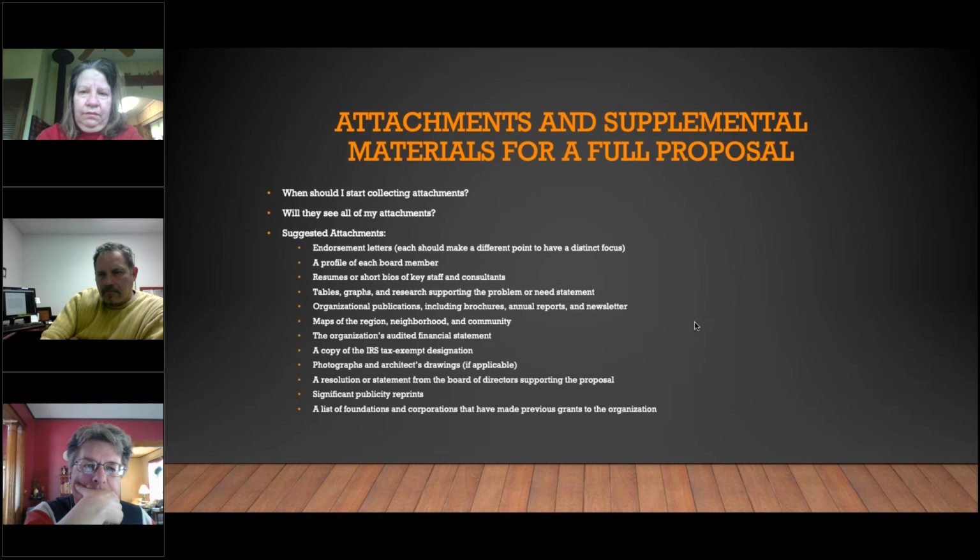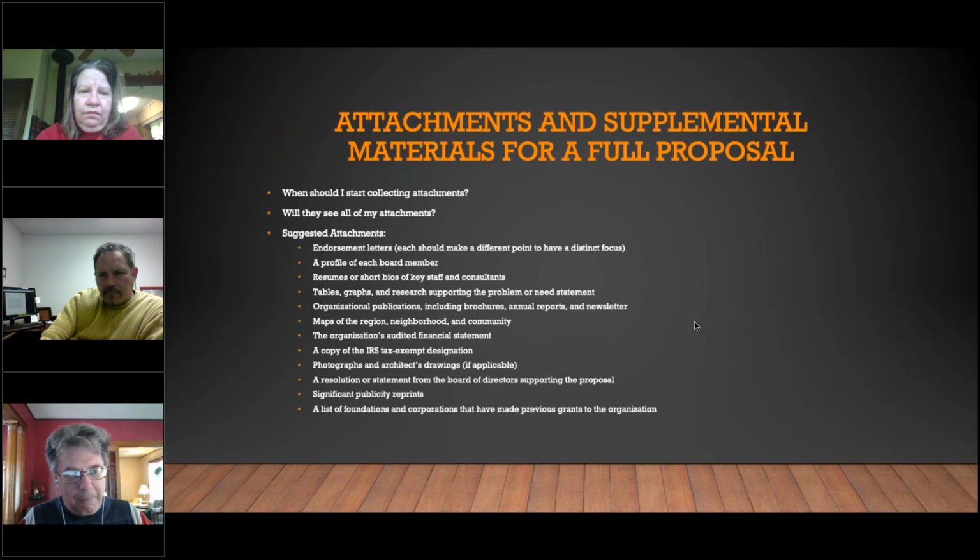These attachments are to support your proposal. It often includes endorsement letters, profiles of board members, resumes of those involved, any tables and graphs or supporting research, any organizational publications, any news articles, photographs, architectural drawings. The attachment section can be pretty open-ended unless the grant funder is asking for specific items. But once again, make sure that it's organized and easy to follow, and if there's more than 5 items, please include a table of contents.